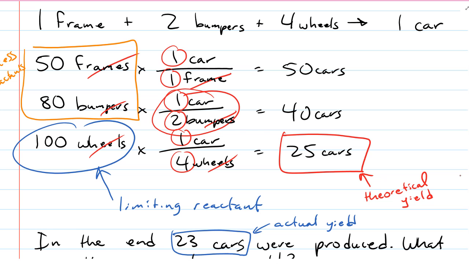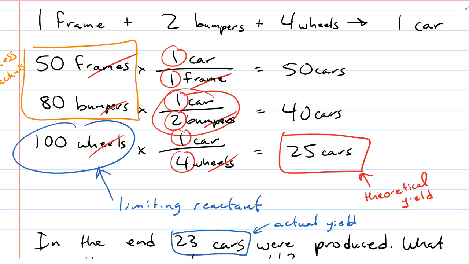Because if we have 60 bumpers and there's 2 bumpers for every 1 car, we'd then take the 60, multiply it by 1 car over 2 bumpers, and we'd wind up with 30 cars at the end. And the fact that we had an excess amount of frames wouldn't matter. It just means that we have plenty of frames to use up. And the fact that we had an excess of wheels doesn't matter. It just means we have more than enough wheels to use up all of the bumpers.